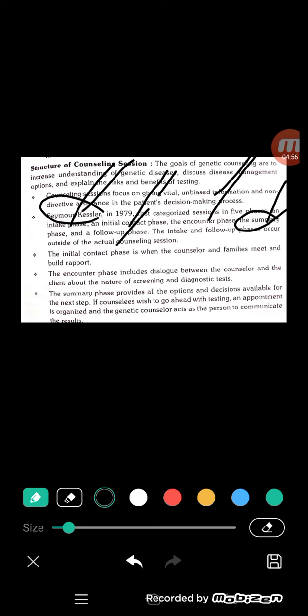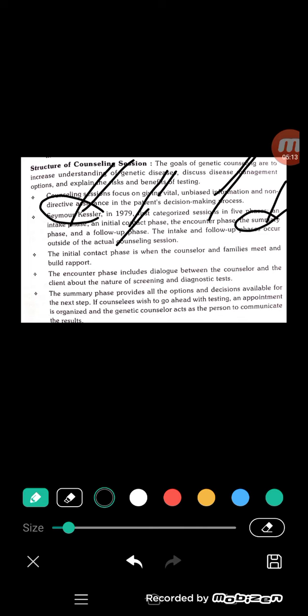Only 3 phases are actually involved in the session: number 1 is intake, number 2 is initial contact, number 3 is the encounter phase, as well as the follow-up. The intake and follow-up phases occur outside of the actual counseling.